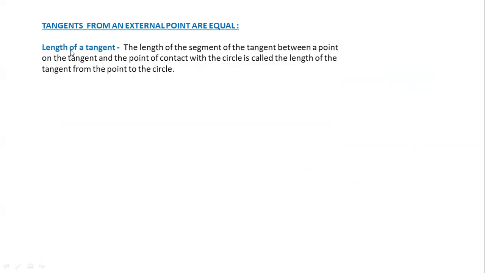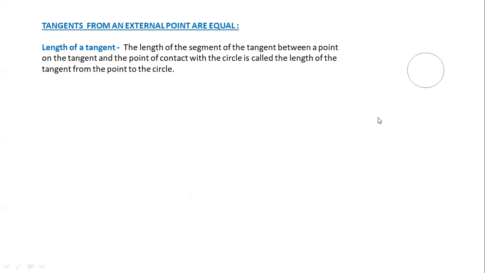Before we go ahead, let us know what the length of the tangent is. What do you understand by the length of the tangent? The length of the segment of the tangent between the point on the tangent and the point of contact with the circle is called the length of the tangent from the point to the circle. Now let us draw a figure to understand it.